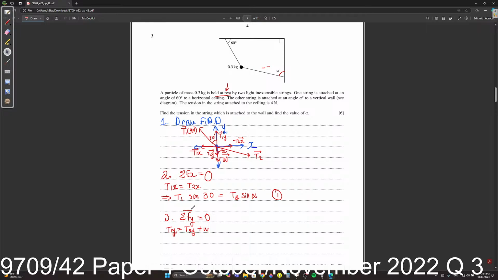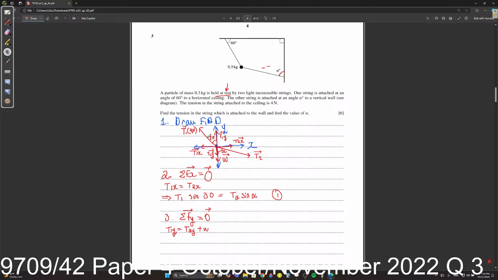Before continuing, I forgot to write the vector symbols. For your sigma Fx and what it's equal to, you have to put your vector symbols. When you do it here, you don't have to keep on writing it while solving. At the start, someone in my comments said that you have to declare your vector at the start. After you declare it, you don't have to restate it. Okay, so T1y is equal to T2y plus W, right?